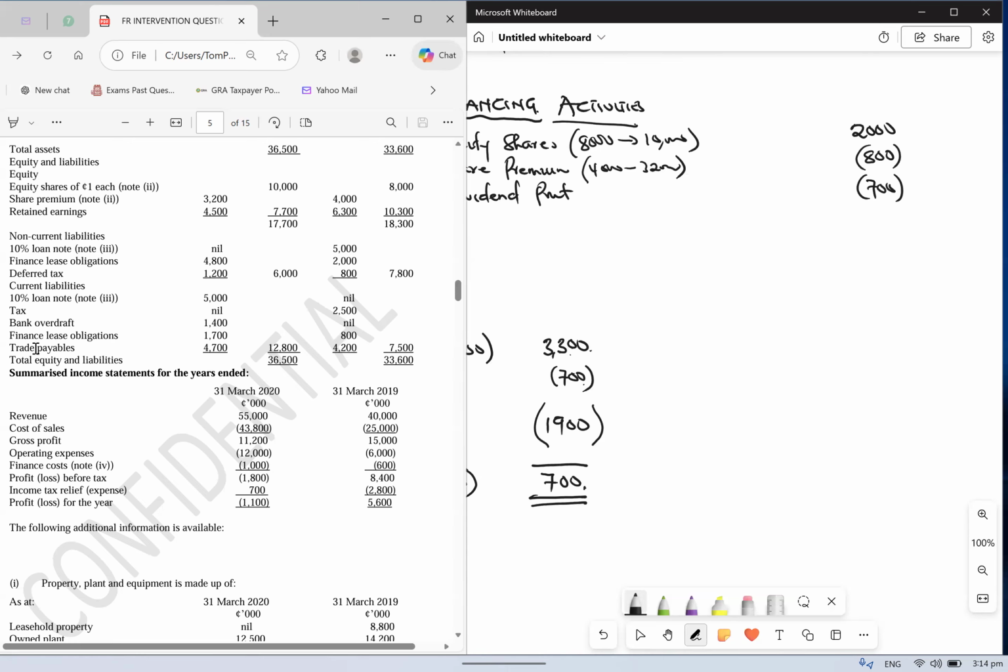The loan, you started with a loan of, we didn't have a loan here, but the loan is here, 5,000. At the end of the year, you are still having a loan of 5,000. That means that you have neither paid nor gone for any additional loan. The loan note is 5,000, it's still 5,000 at the end of the year. But this finance lease, you have done the workings on that. Deferred tax, you have done.